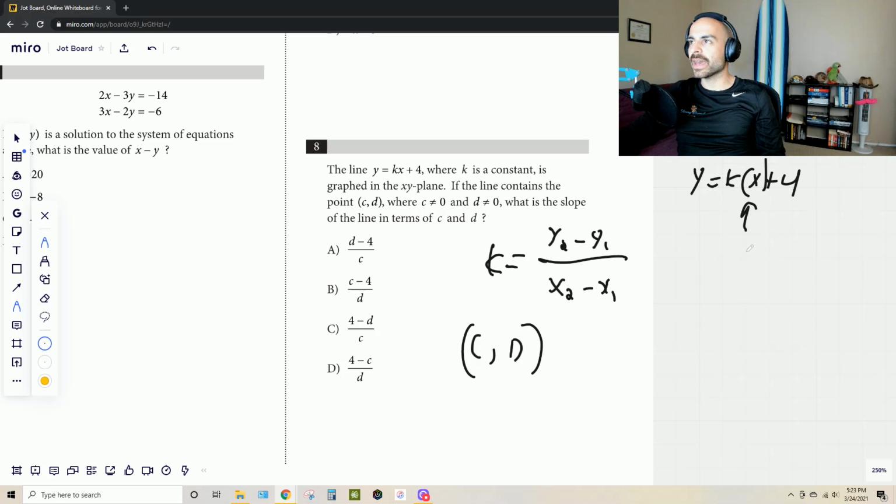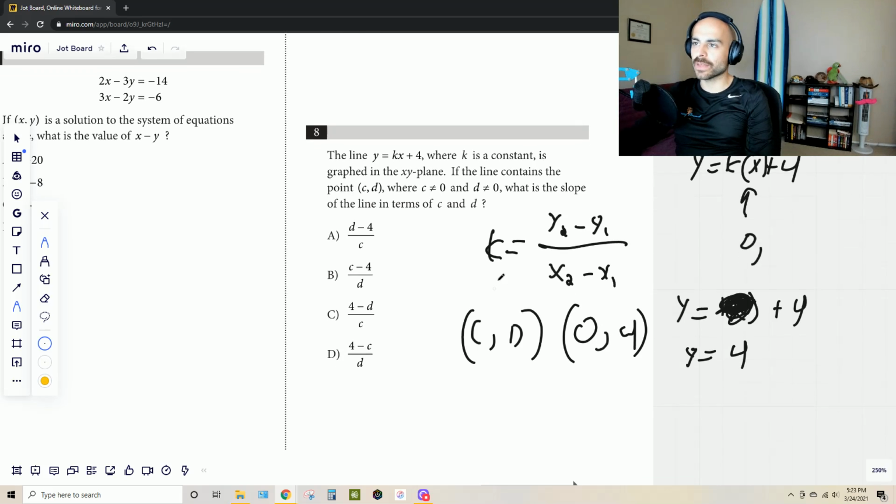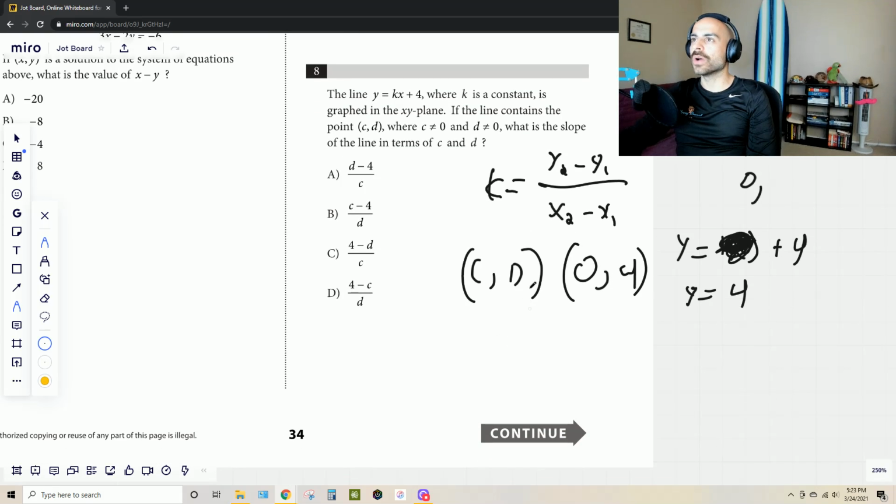If I make x 0, then I can rewrite this problem as y equals k times 0, and that just cancels out, right? Because that's just 0 anyways, 0 times anything. And then I see that y equals 4 when x is 0. So my other coordinate is actually 0, 4. And based on that, I can now go to plugging in for this expression here. I can label this x1, y1, x2, y2.